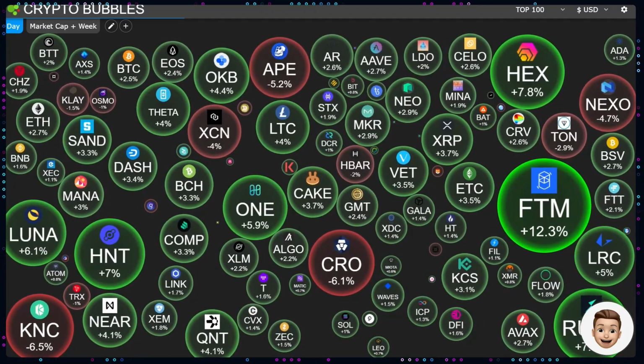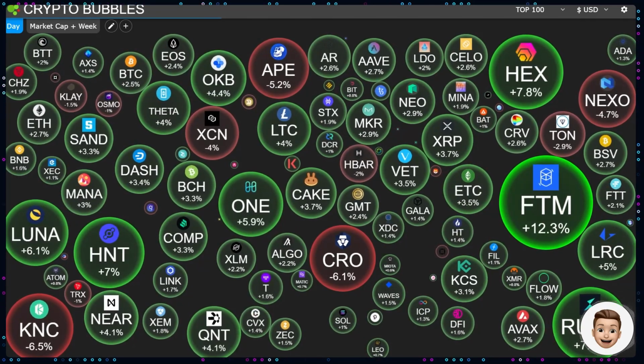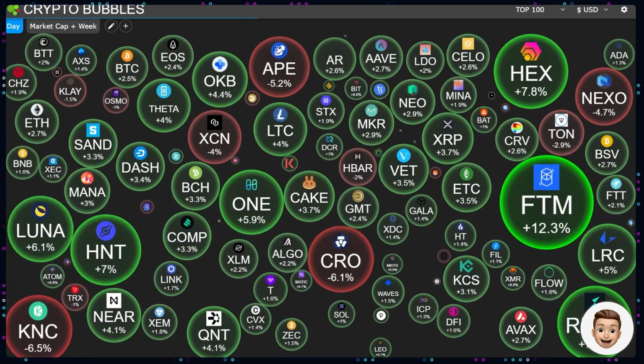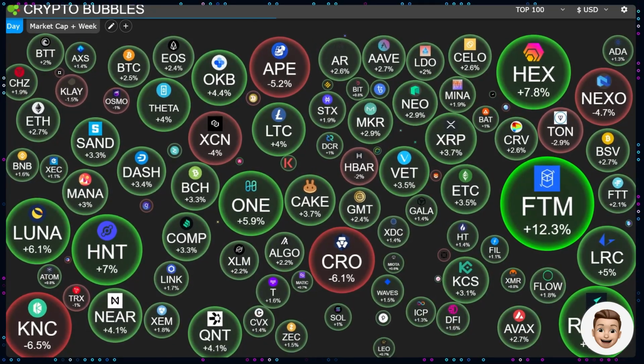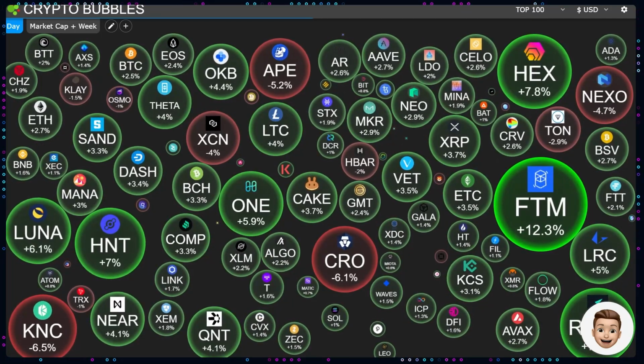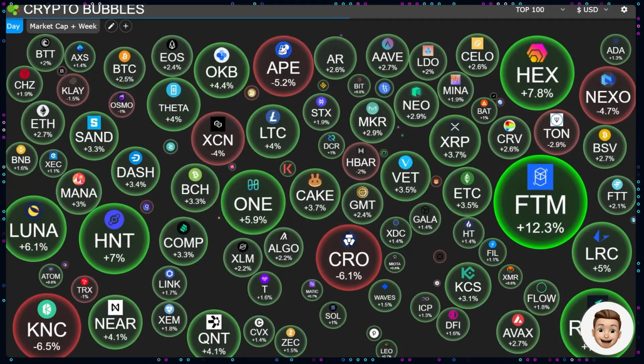On the crypto bubbles, we can see that signs of strength are returning to the markets. Obviously, equities markets are currently open over in the United States and things are returning somewhat to normal. That being said, we may still see further downside from here. So make sure that you are in the projects you want to be in and you're averaging into those positions.